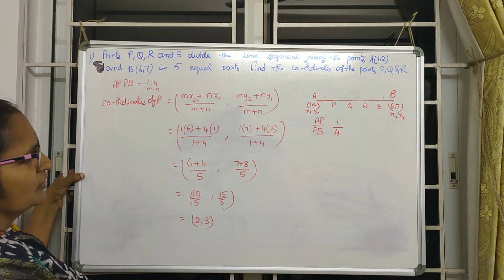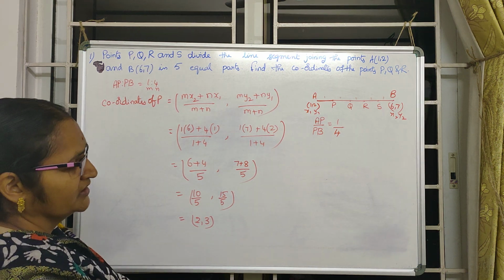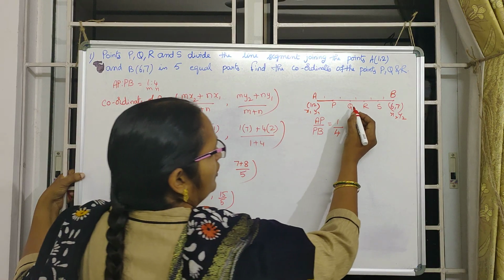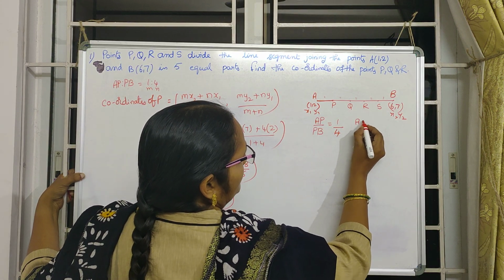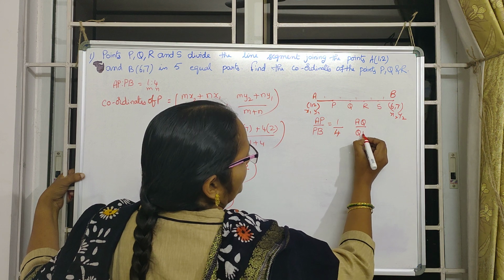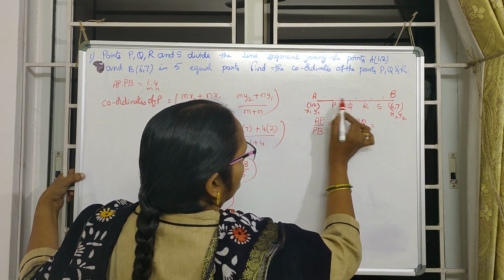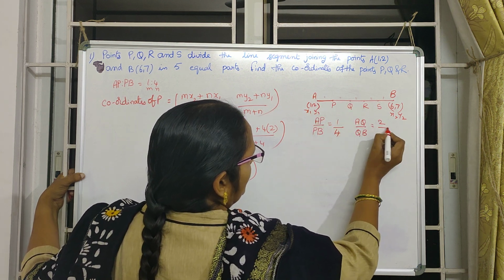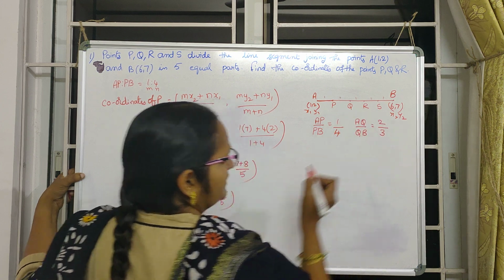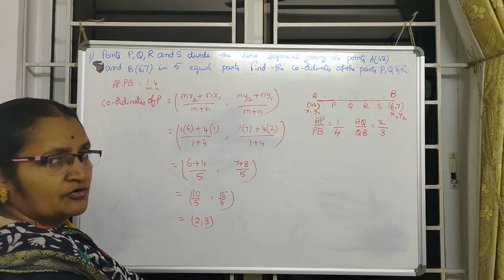In the same manner, coordinates of Q, R and S also we can find out. Find the coordinates of Q. See the ratio AQ by QB. AQ from here to here, how many parts are there? 2 parts. From Q to B, how many parts are there? 3. So the ratio will be 2:3.